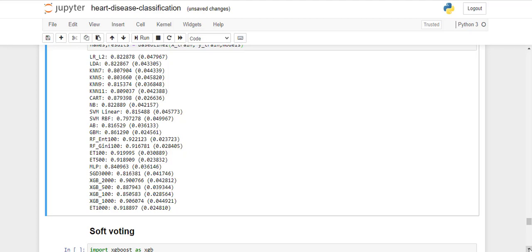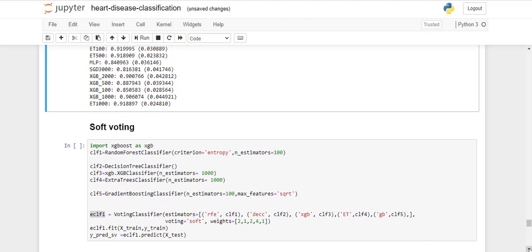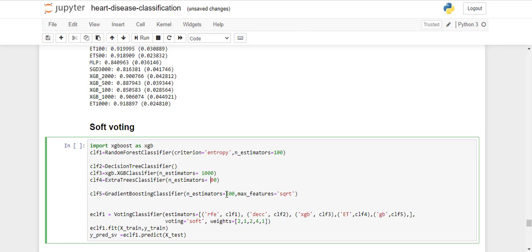So as we can see, we have used random forest with entropy, decision tree, XGB with 1000, extra tree with, sorry, extra tree we have to use with 500 because it performs well, and gradient boosting because it performs well. And we have assigned weightage based on their performance.